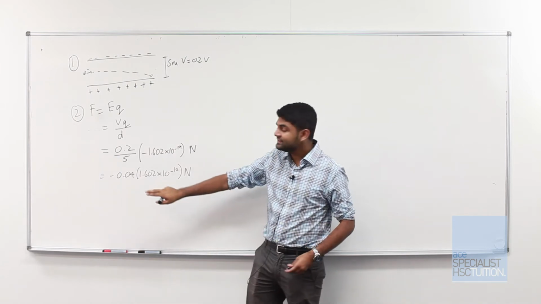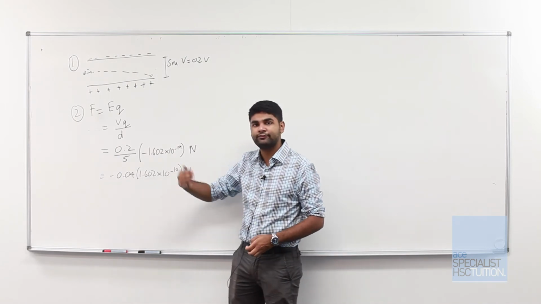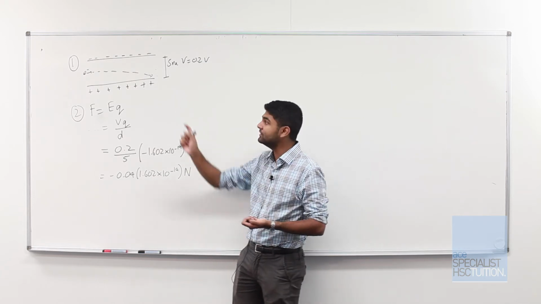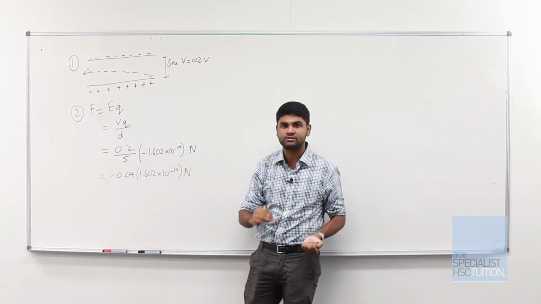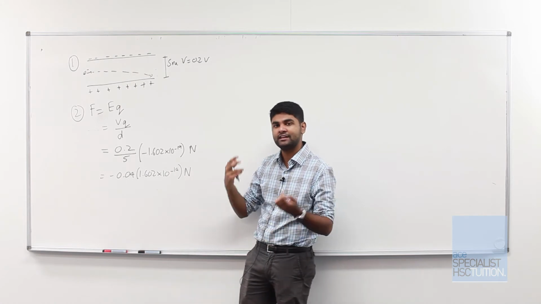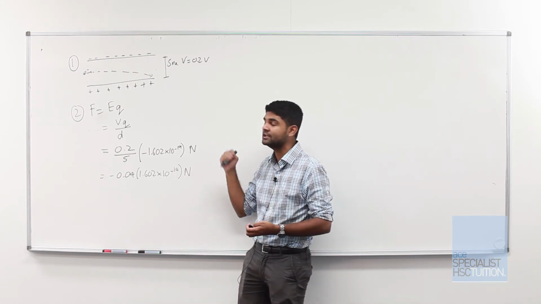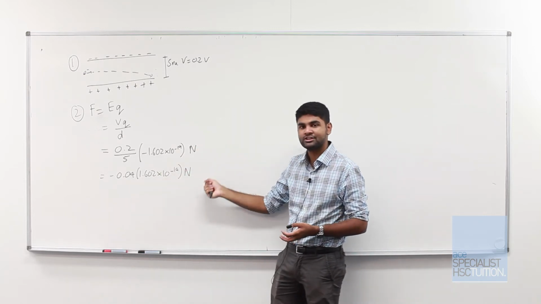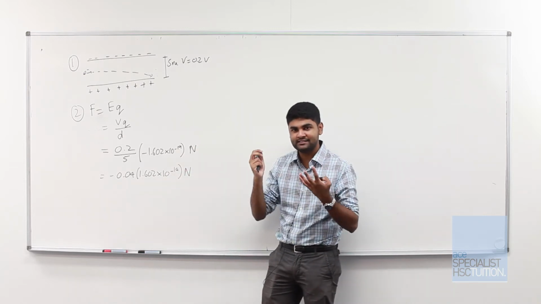Now, all this negative sign is telling us is that the force is acting in the opposite direction to the electric field. In other words, the electron is moving towards the positive plate rather than in a general electric field where the force will be towards the negative plate. So now we have calculated the force. Our next step is to find the acceleration.